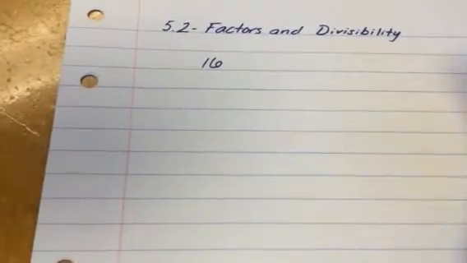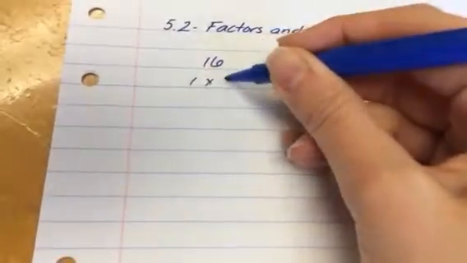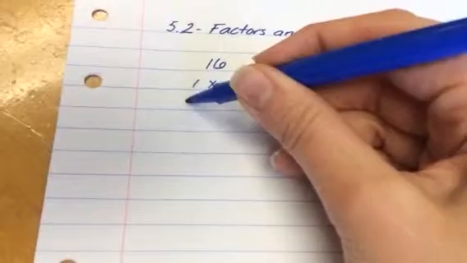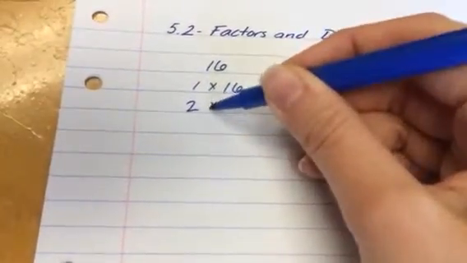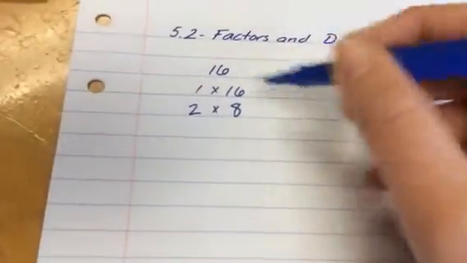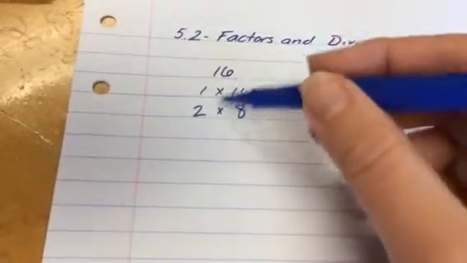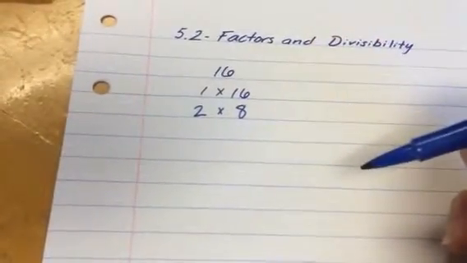So I'm going to start at 1. 1 is always going to be a factor. I know that 1 times 16 works. I can use 2, and 2 times 8 works to equal 16. I can't use 3 because 3 cannot go into 16.